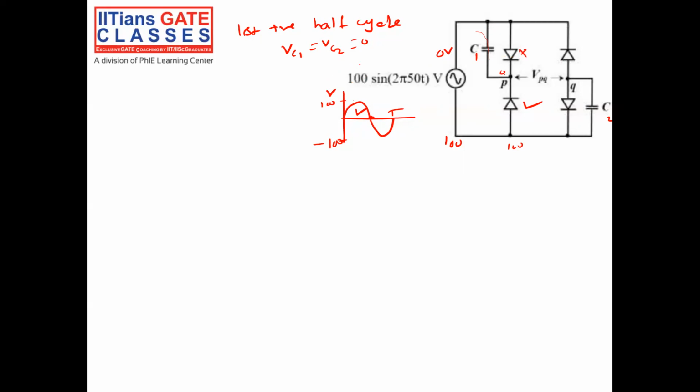Since 0 volt is here and 0 volt is here, this is off. Similarly, when 0 volt comes here, and 100 volt is here, 100 volt will come like this here also, because VC2 is 0 initially. At the start of the negative half cycle, VC2 is 0, because during the positive half cycle both capacitors are discharged. So this will be 100, and this will be on. So these two diodes will be on.